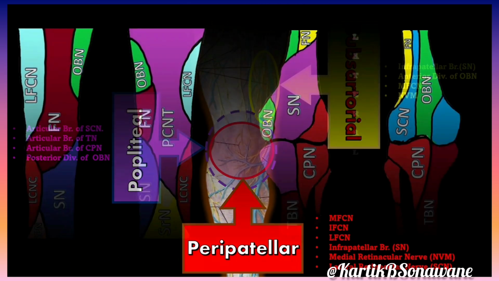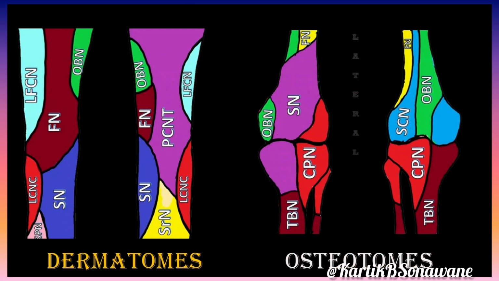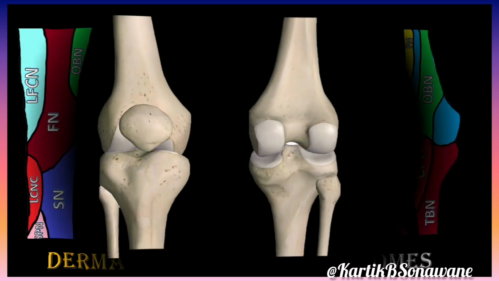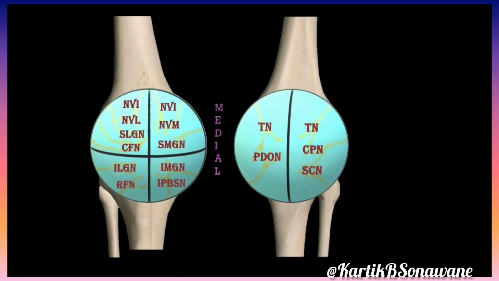The dermatomal and osteotomal innervation comes from the branches of the lumbar plexus anteriorly and the sacral plexus posteriorly. Notably, the anterior capsule of the knee joint is richly innervated compared to the posterior capsule by the articular or genicular branches that arise from the terminal branches of the plexuses.